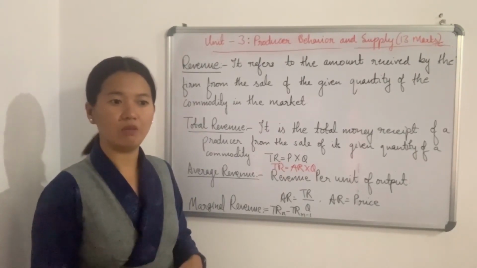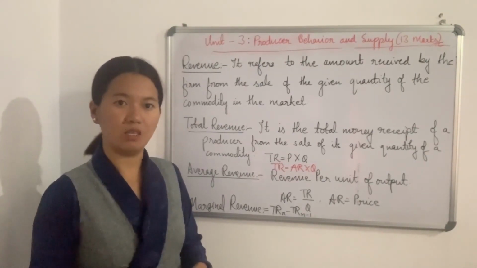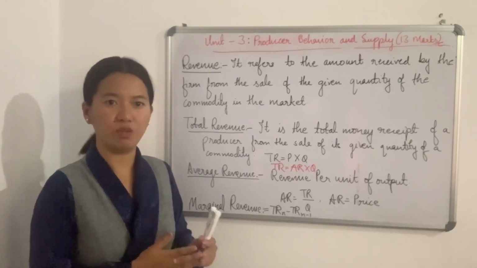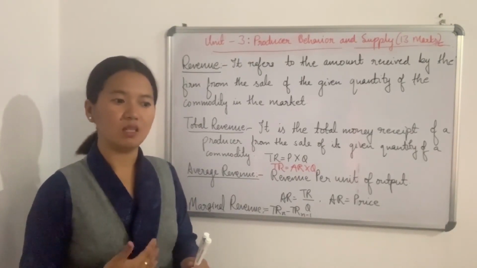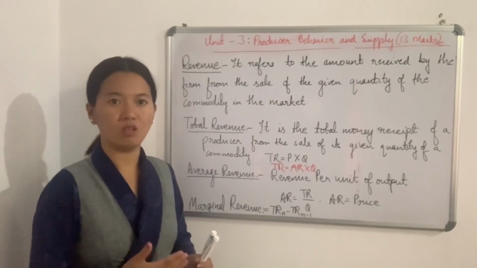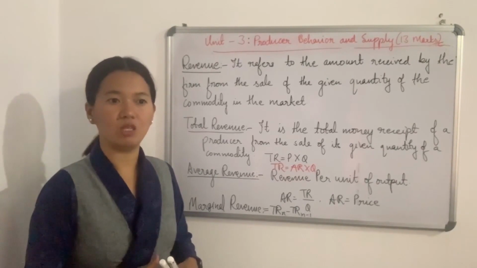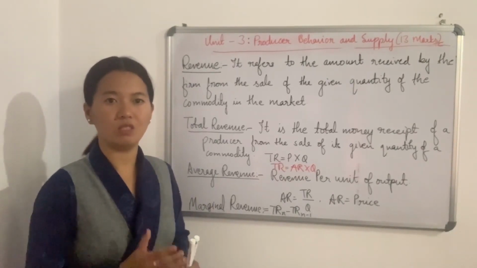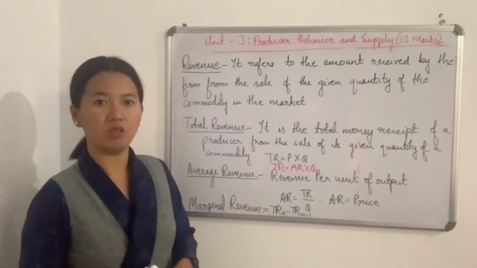In the previous example, I gave that 5 pens are sold for rupees 10 each. So the total revenue is rupees 50. When he sells the 6th unit, that is when he sells 6 pens, he gets rupees 60. The total revenue is rupees 60. But before he was getting rupees 50. So the change in total revenue is rupees 10. That change is termed as marginal revenue.